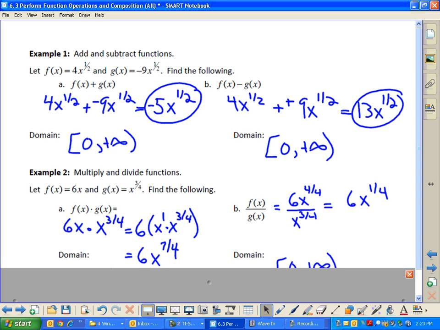And then for part B there, we have a ratio of our two functions. You'll see I wrote 6x as 6x to the 4/4, because 4/4 is just the same as 1 up there. So that's the same as 6x to the first.